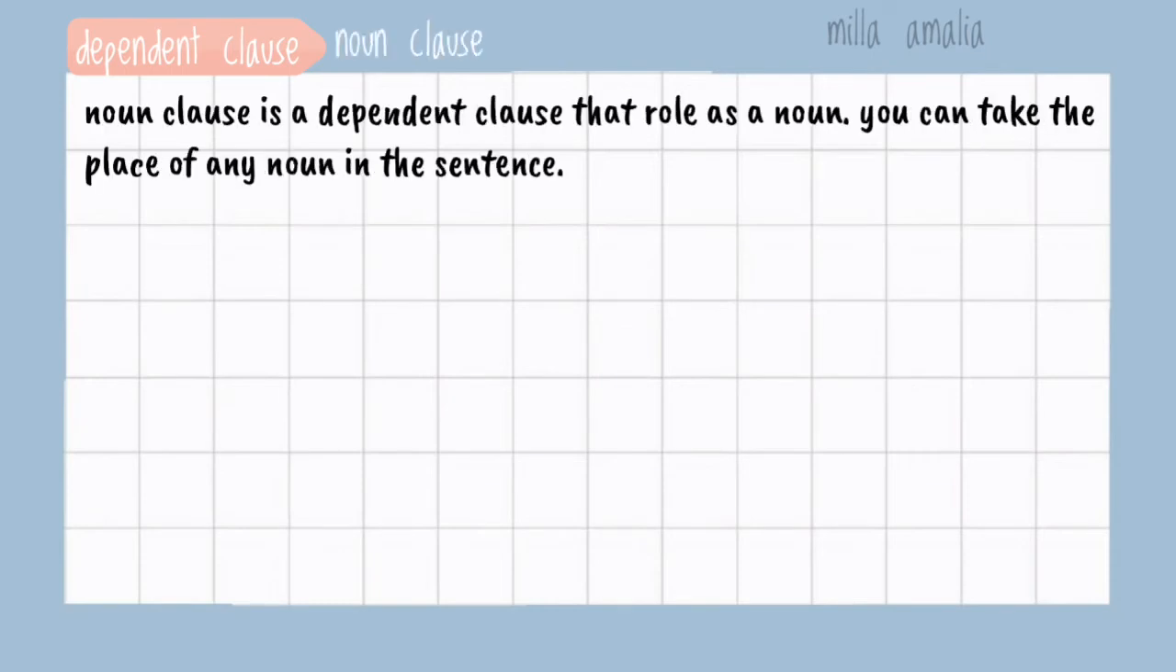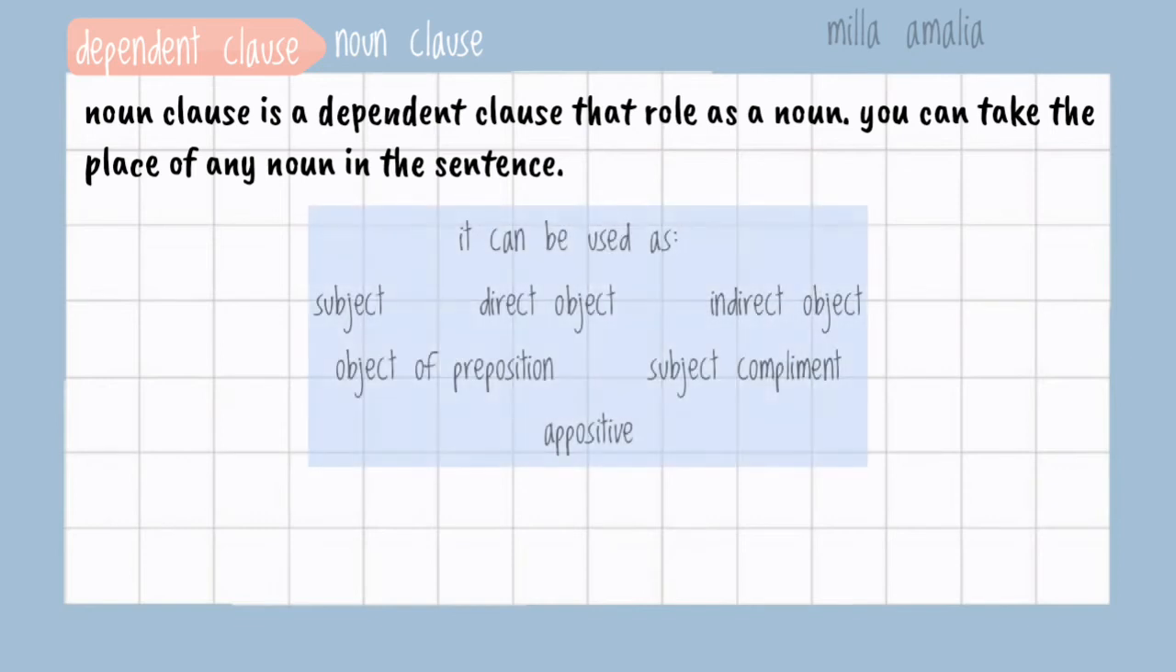The first is noun clause. A noun clause is a dependent clause that acts as a noun. It can take the place of any noun in the sentence. It can be used as the subject, direct object, indirect object, object of a preposition, subject complement, and appositive.